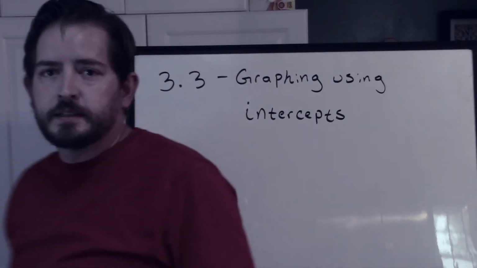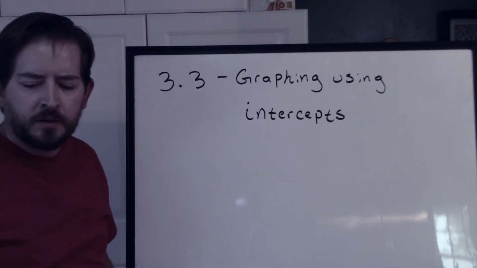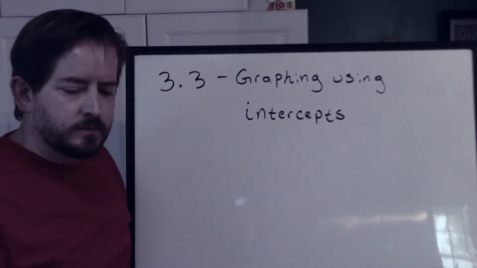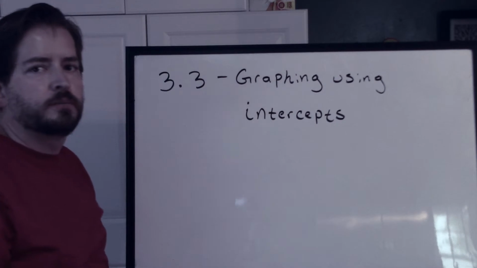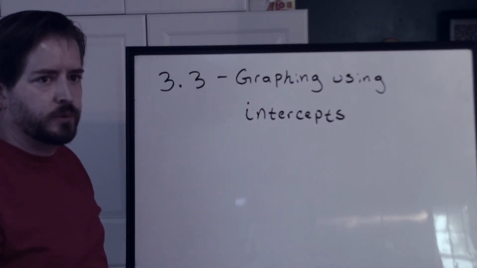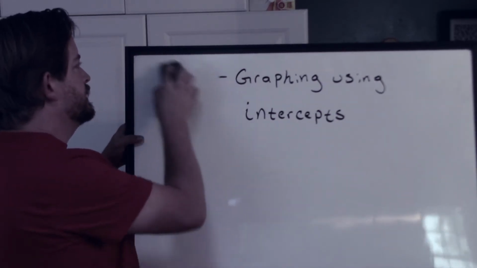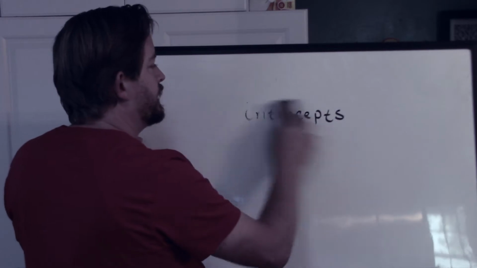Welcome back. This is 3.3, which is graphing using intercepts. So we have seen intercepts before, but we're going to exploit them to graph a little bit. So let's take a look first and foremost at what these intercepts are, what we mean by an intercept.